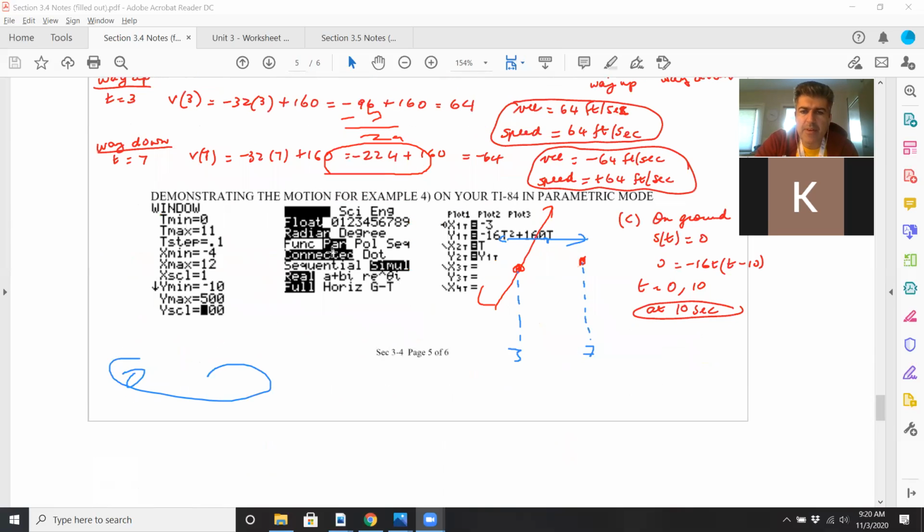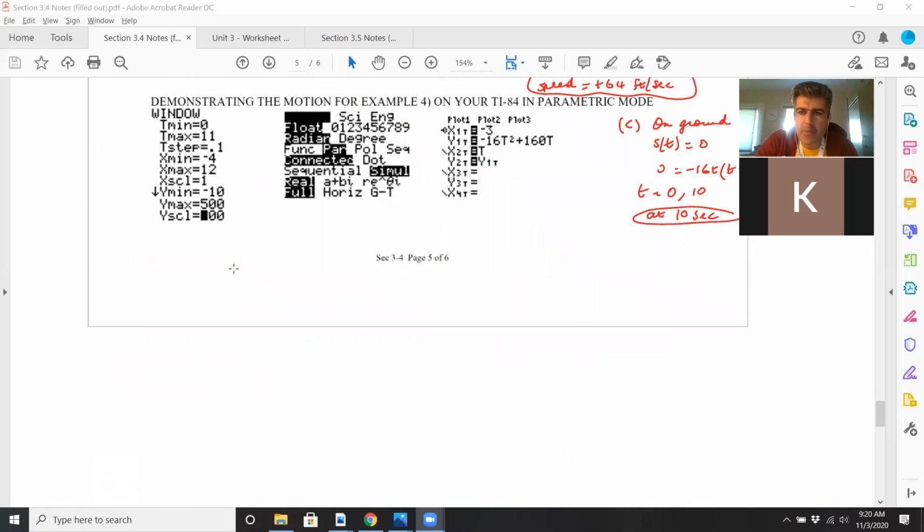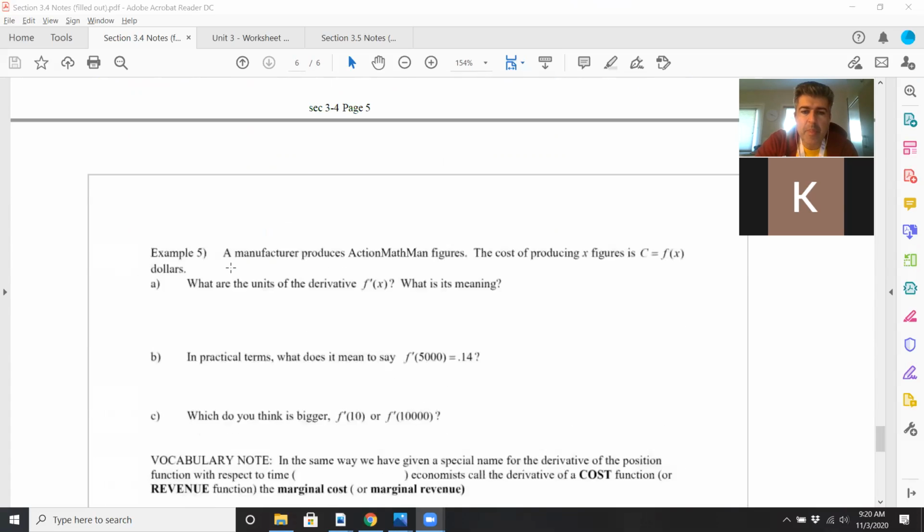Don't worry about this stuff here. I decided not to do that. Again, I just don't know if we're quite ready to do that yet, so I didn't feel like doing parametric mode for this. We'll revisit that later.